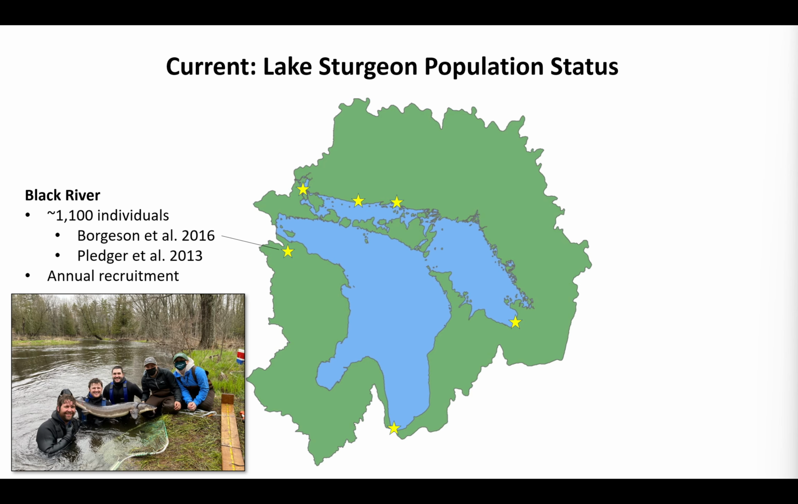The Black River system is also on this list. They do not have access to the Great Lakes, but there is a larger lake sturgeon population in this area, 1,100 individuals. And annual recruitment has taken place. There's a lot of work going on in the Black River system, a lot of evidence of natural reproduction. So those are the 6 systems where we believe self-sustaining populations exist.